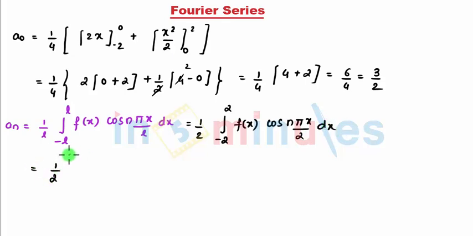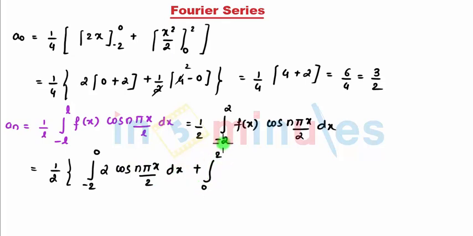I write 1 by 2, and then f(x) for -2 to 0 is 2 cos(n pi x divided by 2) dx, plus from 0 to 2 my f(x) is x cos(n pi x divided by 2) dx. So that's my function. Now after integrating this, I get a_n, as the first term will be 1 by 2 outside.